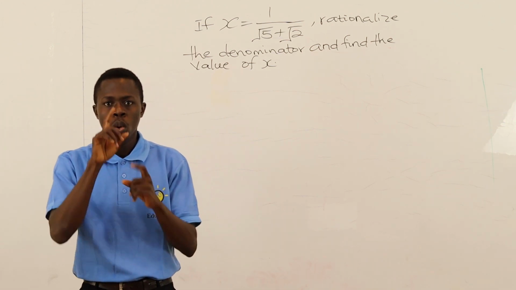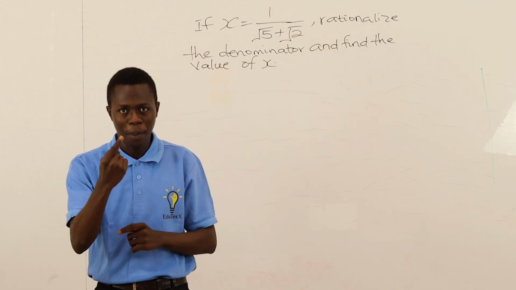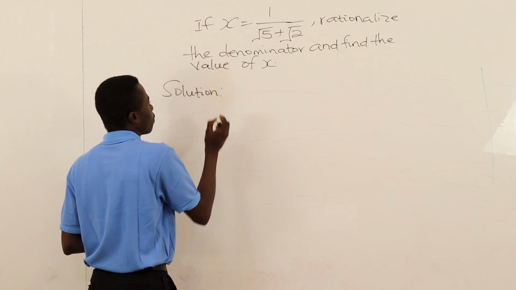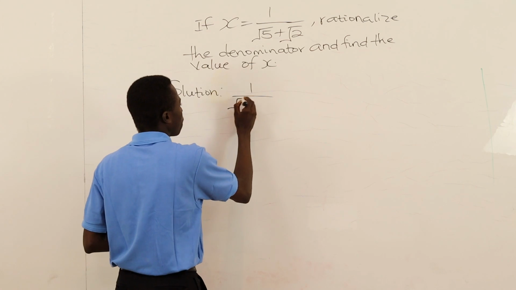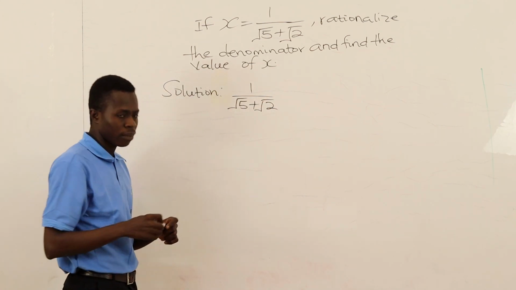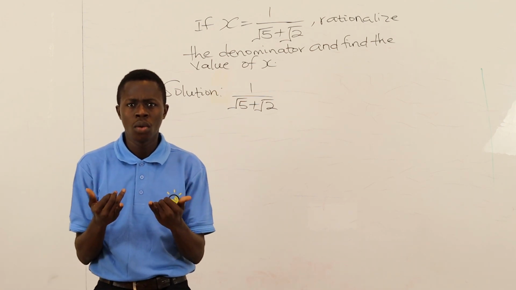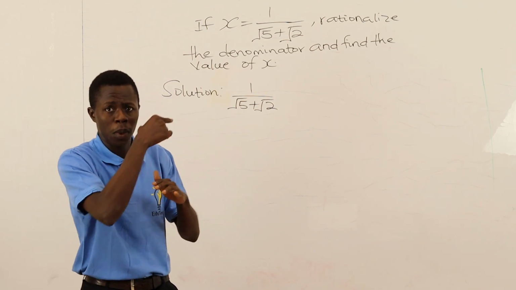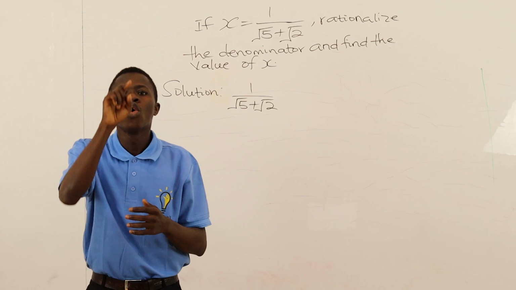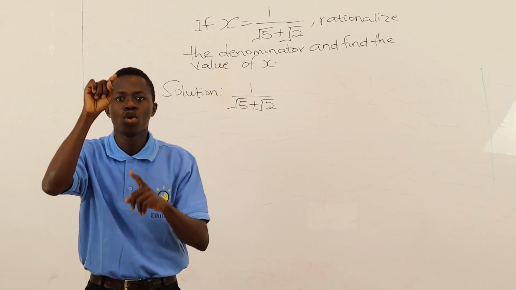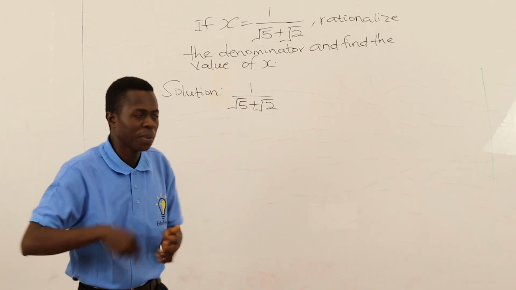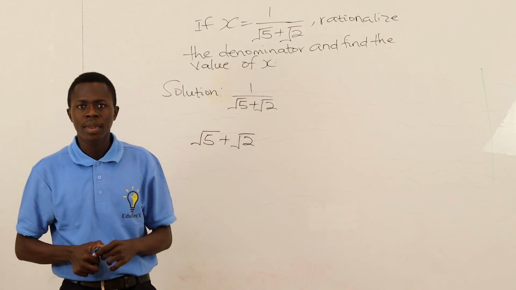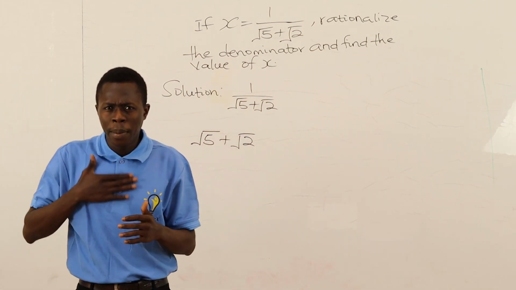So, with the question on the board, let's try to see if we can do what is on the board. So our solution is going to be of the form 1 divided by square root of 5 plus square root of 2. Now, we know that with the denominator, we have, yes, square root of 5 plus square root of 2. Let's write that and see. Square root of 5 plus square root of 2.